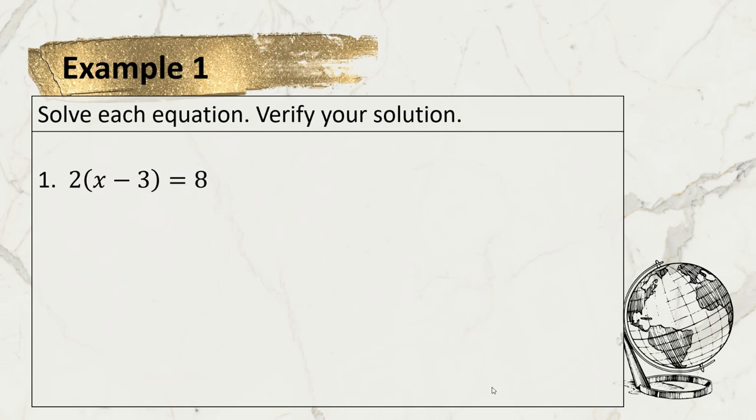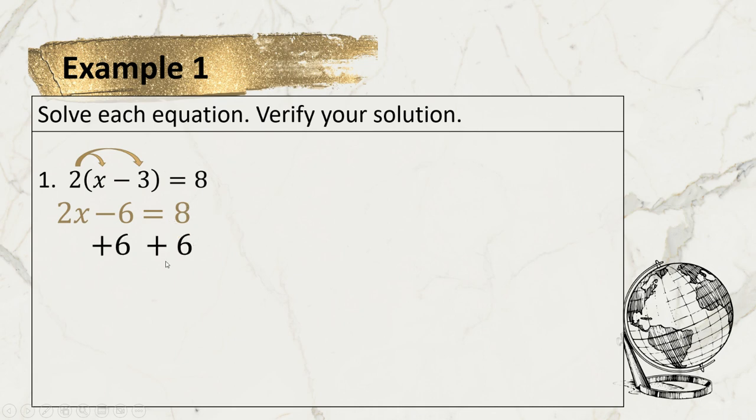Okay, so when we use the distributive property, we're going to distribute this outside number, that 2 there, to everything inside these parentheses. So 2 times x is 2x. We're using multiplication. And then 2 times -3 is -6, okay? So we have to distribute this 2 to everything inside of the parentheses, okay? So 2x minus 6 equals 8. And then this just turns into a two-step equation here.